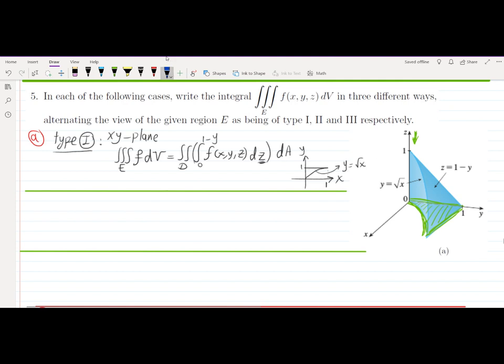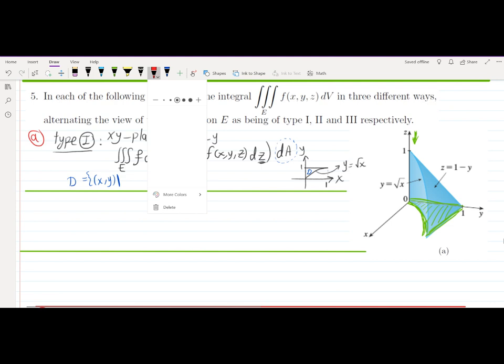This is region D. So this region D can be any point in the form x and y, such that, and as you remember, we can select dA to be expanded one of the following: dx dy or dy dx. It depends on the strip, and if we choose it to be a horizontal strip like this, so we have to use dx dy.